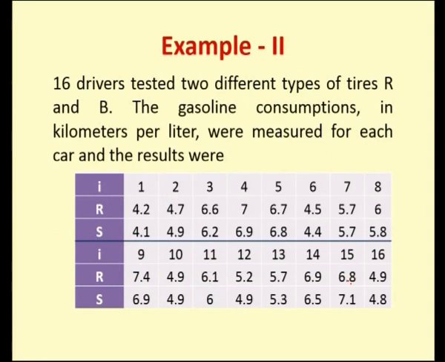Next we will go to example 2. This is for a 2 sample test. So 16 drivers tested 2 different types of tires, R and S. The gasoline consumptions in kilometers per liter were measured for each car, and the results are given in the form of the table, where starting from 1 you have got 16 observations. The values for tire R and tire S are given for the 16 observations.